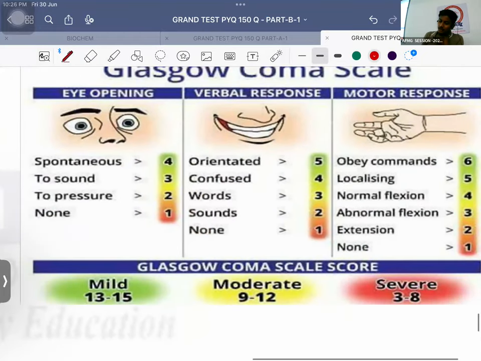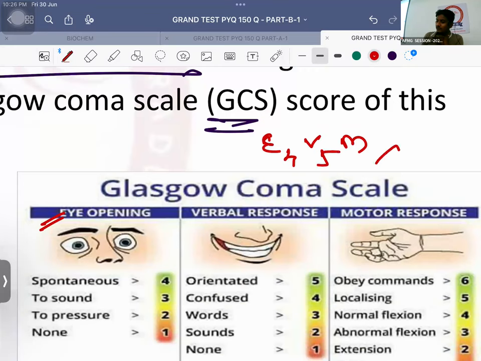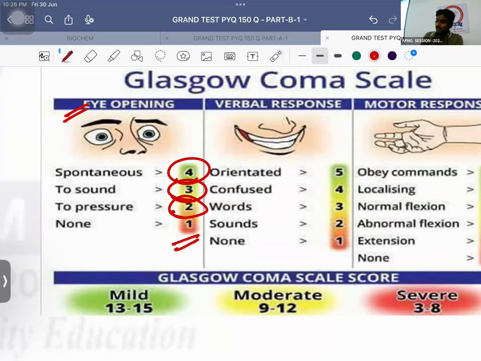So, jaldi se, eye opening. Glasgow score is EVM 4, 5, 6. Eye opening maximum is E4. That is spontaneous opening. Eye opening to sound is E3. Eye opening to pain or pressure is E2. No eye opening is E1.